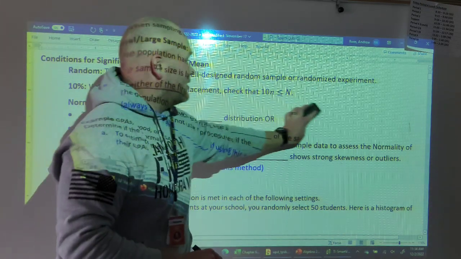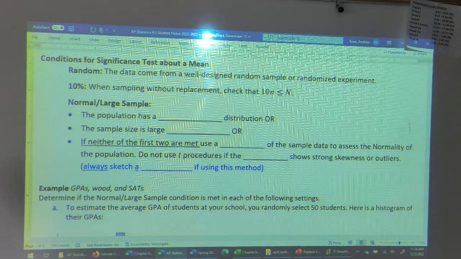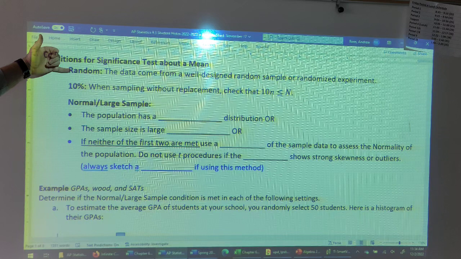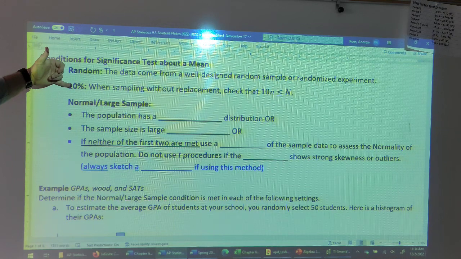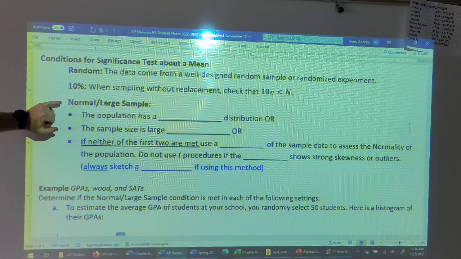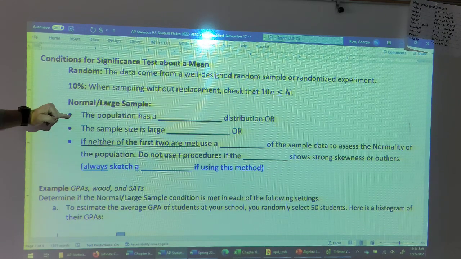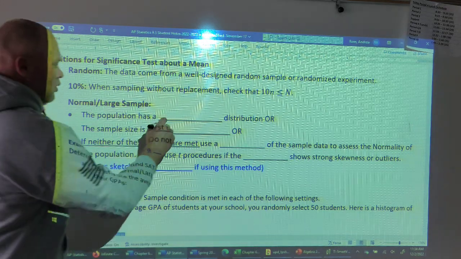Conditions for significance tests about means. Well, we've been dealing with these conditions for the entirety of Chapter 7 and Chapter 8, and no surprise, they're the exact same for Chapter 9. First one to check: does the data come from a well-designed random sample or a randomized experiment? If it is a sample, we check the 10% condition: 10 times the sample size being less than or equal to the population. Then there's the 3-tiered system for means. First thing to check, is the population normal?